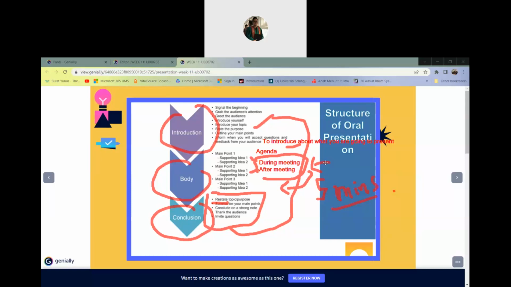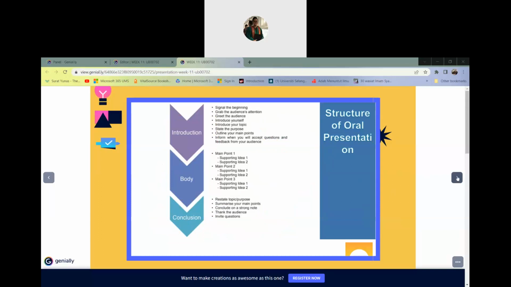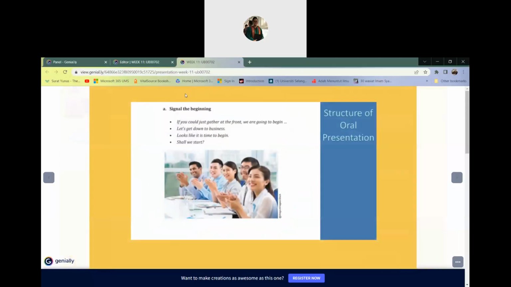The structure here is basically general. When it comes to organizing your ideas, right now I'm helping you to organize your ideas into this, because you are going to present about the agenda of your meeting. So of course you need to have the things during the meeting, which you have discussed before, and then after the meeting, the discussion, solutions and everything. Those are things that you need to include in your presentation.